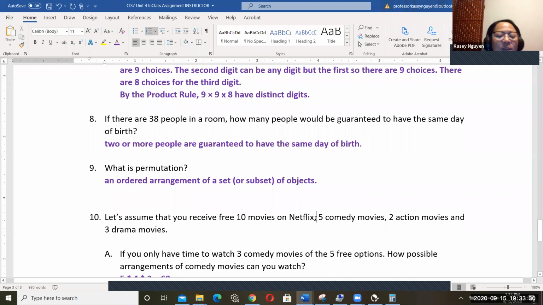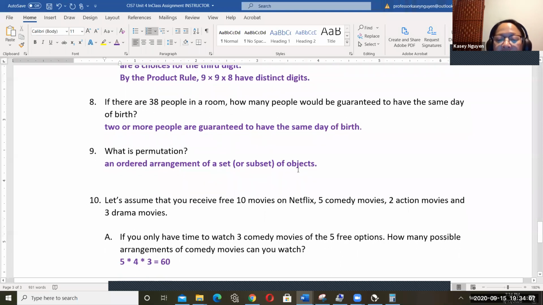But okay. Let's assume that you received 10 free movies from Netflix, 5 comedy, 2 action, and 3 drama. If you only have time to watch 3 comedy movies of the 5 free options, sorry, I have a grammatical error, how many possible arrangements of comedy movies can you watch?